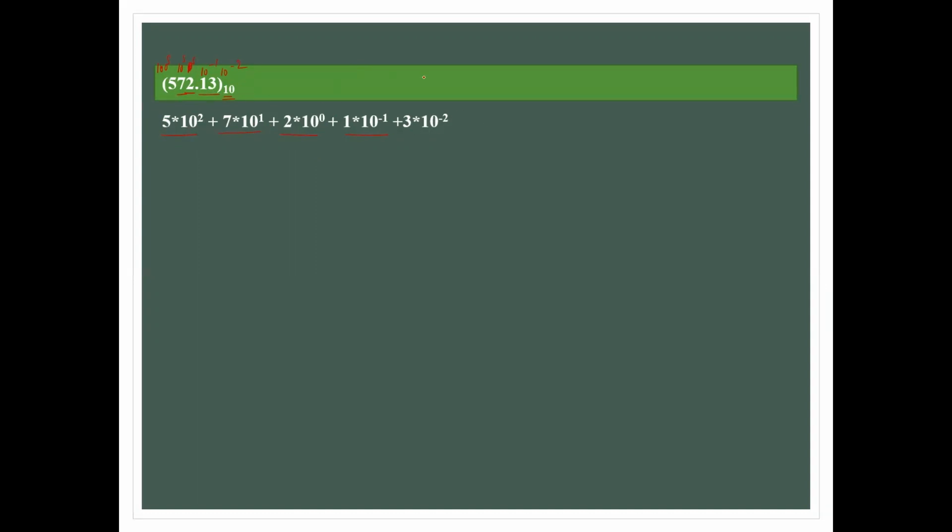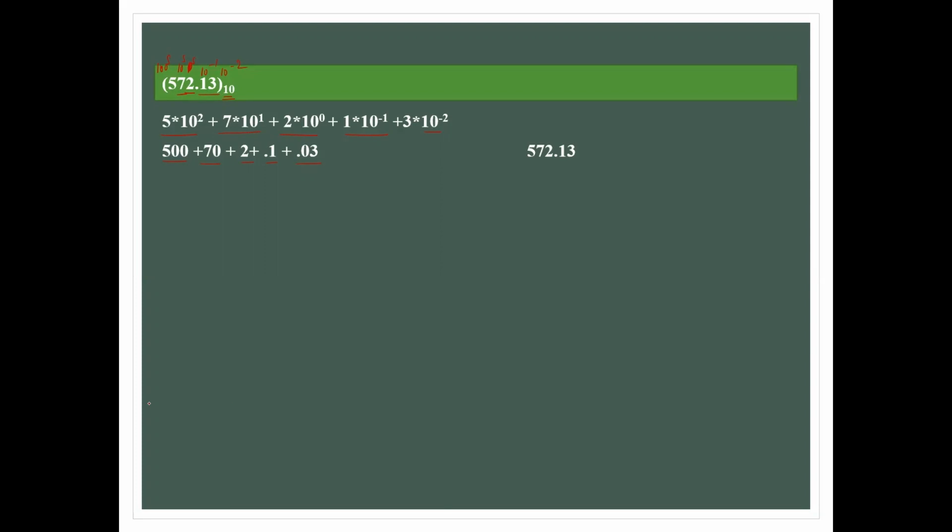So when you expand this, you simply get here 5 into 10 square is 500, 7 into 10 is 70, 2 into 1 is going to be 2, 1 into 10 power minus 1. 10 power minus 1 is nothing but 1 divided by 10, which is 0.1. 0.1 into 1 is 0.1 here. This is now 1 divided by 100. So 1 divided by 100 is 0.01. 0.01 into 3 is going to be 0.03. So if you add this up, you finally land up with 572.13. So basic decimal number, we know how to expand it.